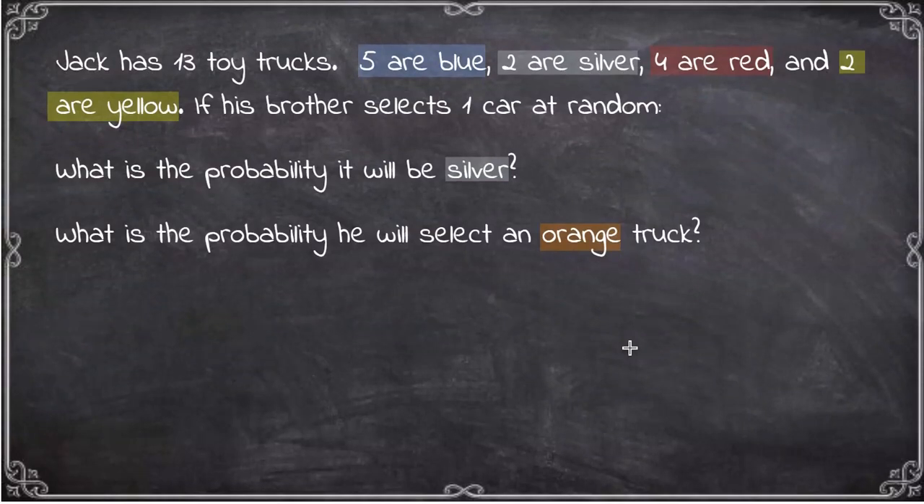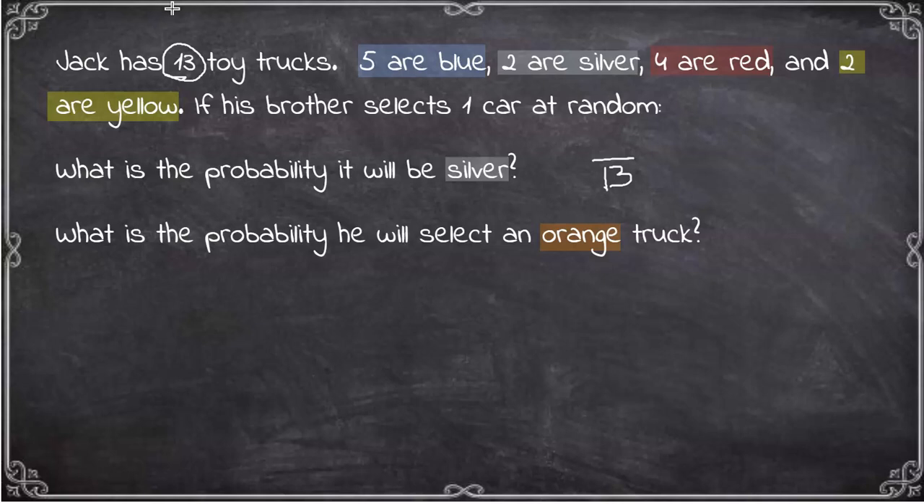Okay, let's look at another example. This tells us what the total number is. Jack has 13 toy trucks. So we already know that if we do this one as a fraction, we'll do the first one right here, then the denominator is going to be 13. And then it says 5 are blue, 2 are silver, 4 are red, and 2 are yellow. If his brother selects one car at random, what is the probability it will be silver?